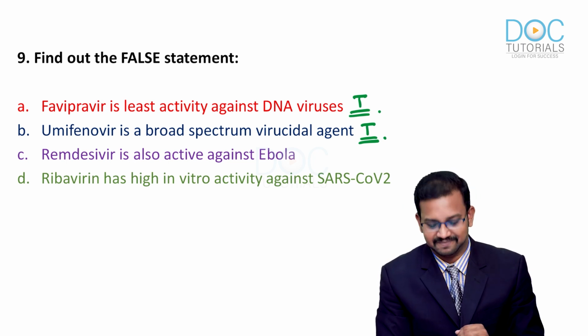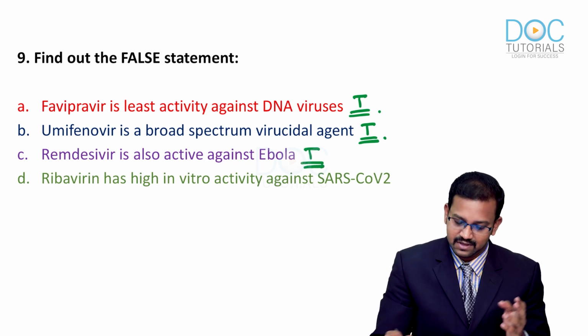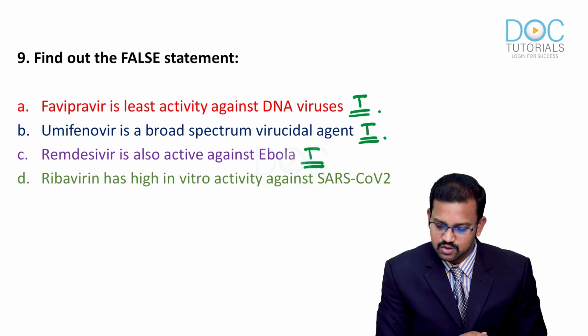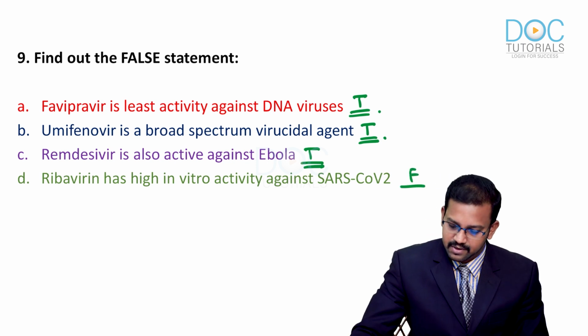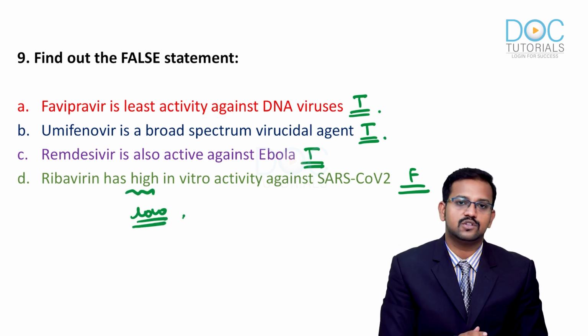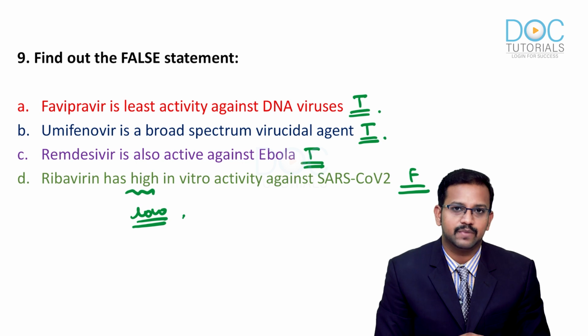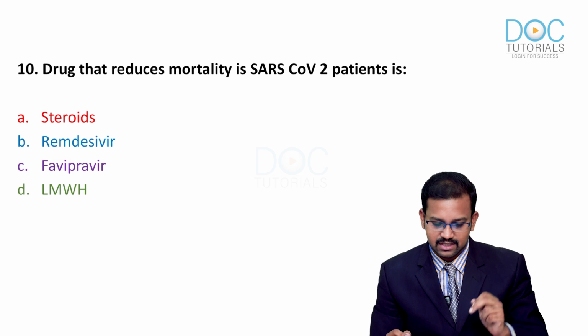Hope it doesn't happen. Ribavirin has high in vitro activity against SARS-CoV-2. No, it's a false statement. Why? Because Ribavirin has low in vitro activity against SARS-CoV-2, and that's why it is of least use in the treatment of SARS-CoV-2. Clear? Now the last question.